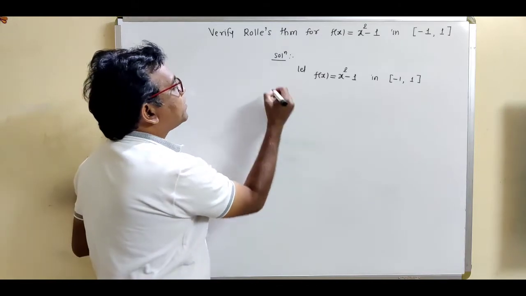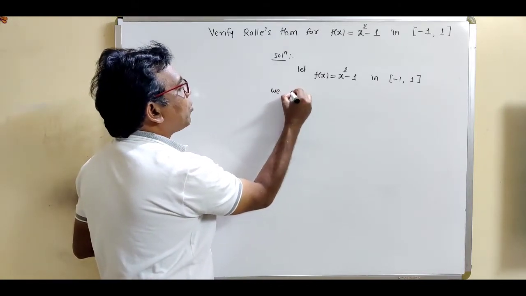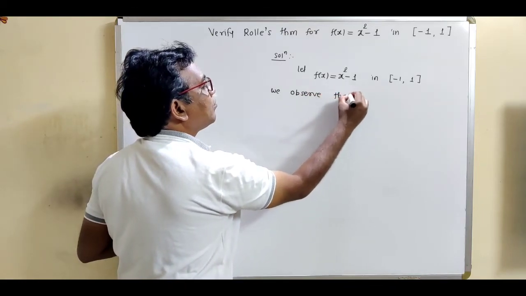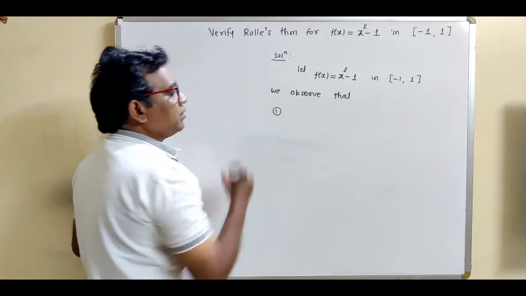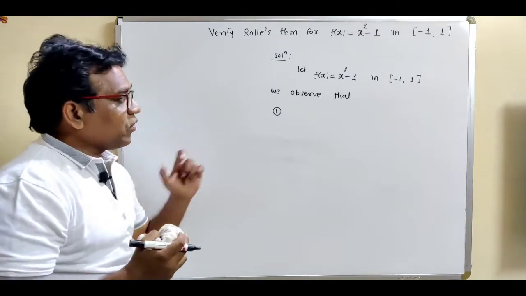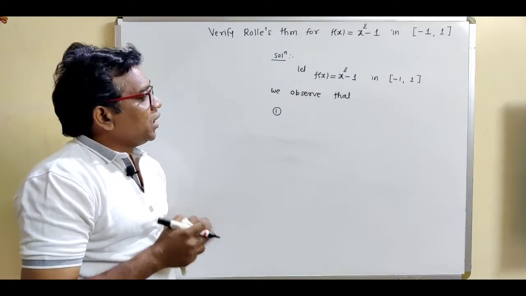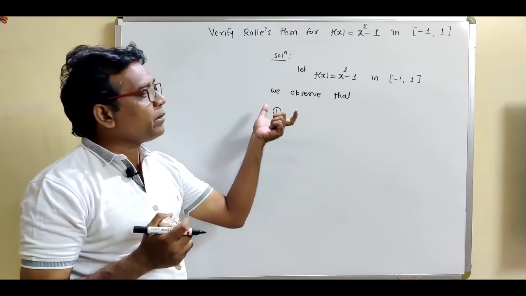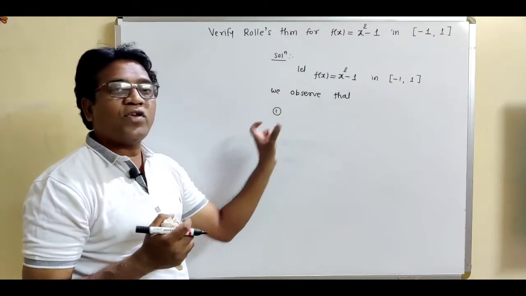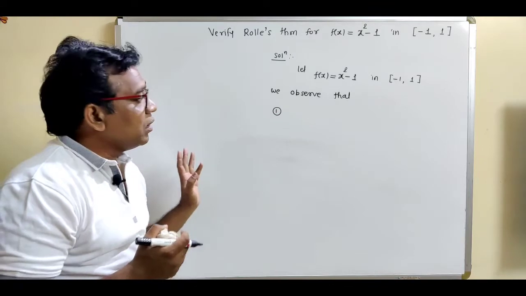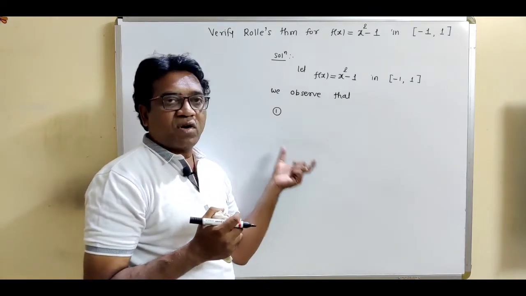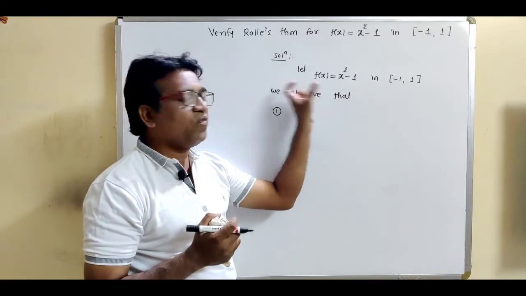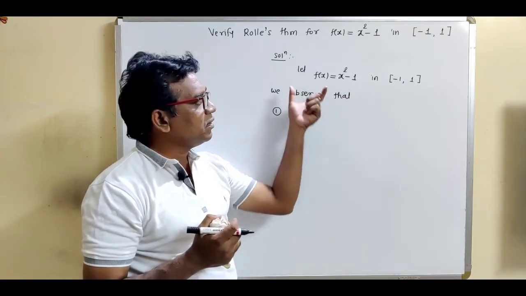So write down this observation. Write down here, we observe that, number one. Now see what is our observation. This given function x square minus 1 is a polynomial function. Now first of all, remember this concept: every polynomial function is always continuous on the real line.